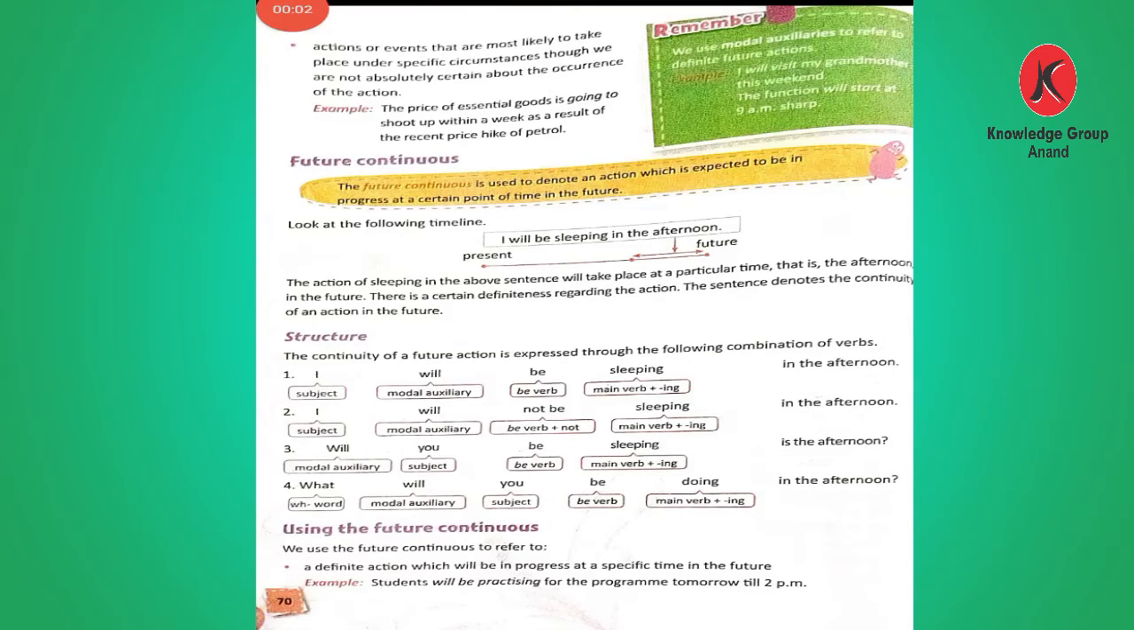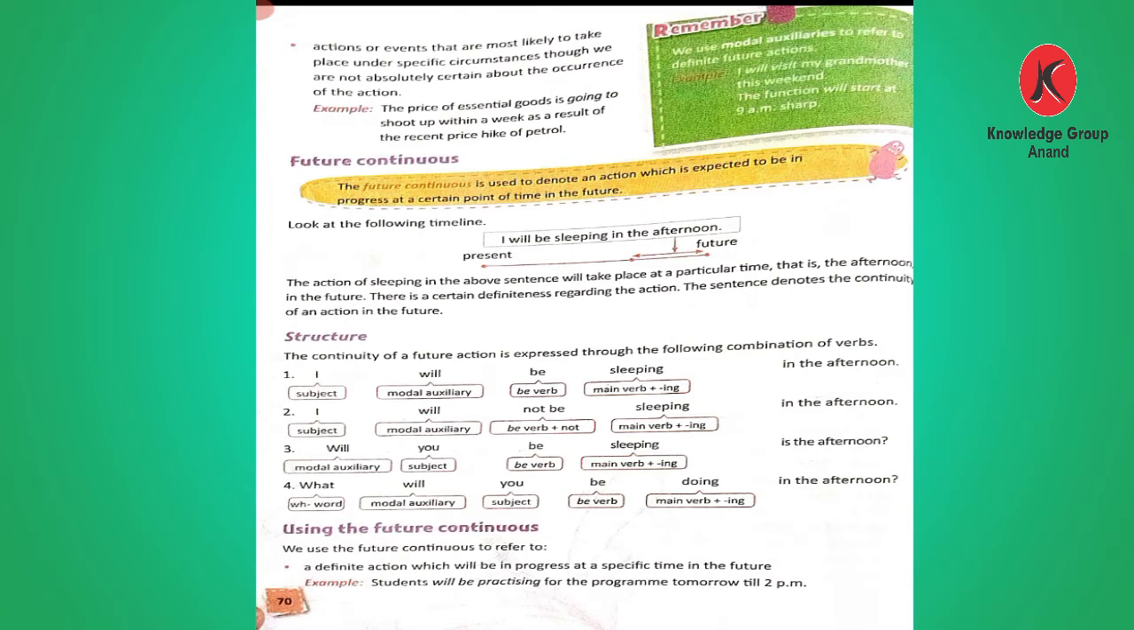Dear students, we learned where to use expressing the future with the going to form. Now, let us go through the future continuous tense. So, what is the future continuous tense? The future continuous is used to denote an action which is expected to be in progress at a certain point of time in the future.